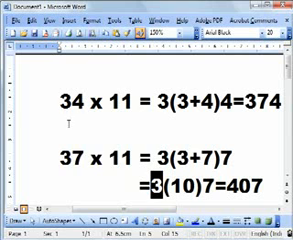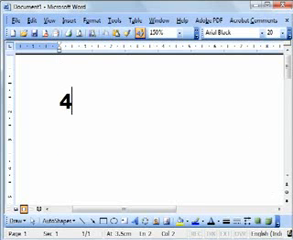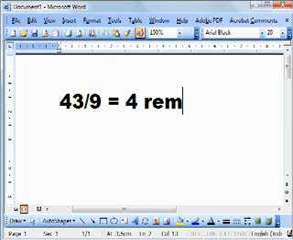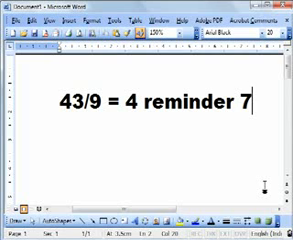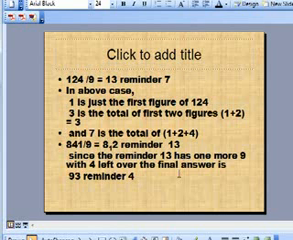Let's try that. 43 divided by 9. The first number is the answer, which is 4, and the remainder is 7. So this is the answer. But there are some exceptional cases that I'm going to discuss in the next slide. You cannot directly apply these rules to all numbers.